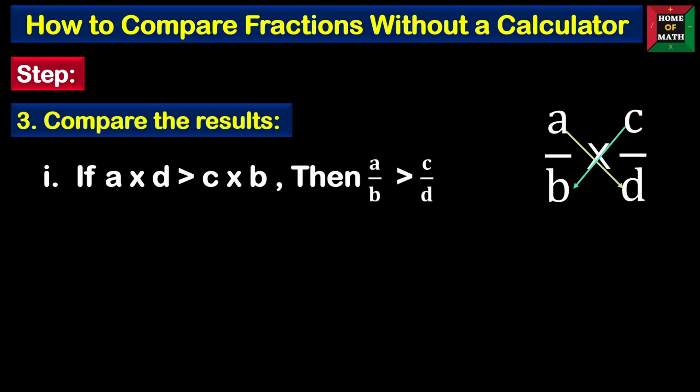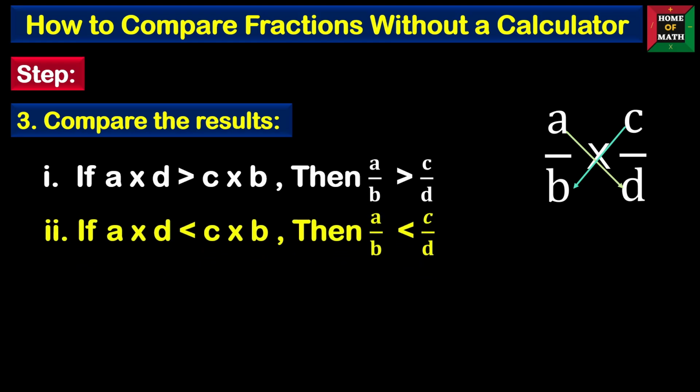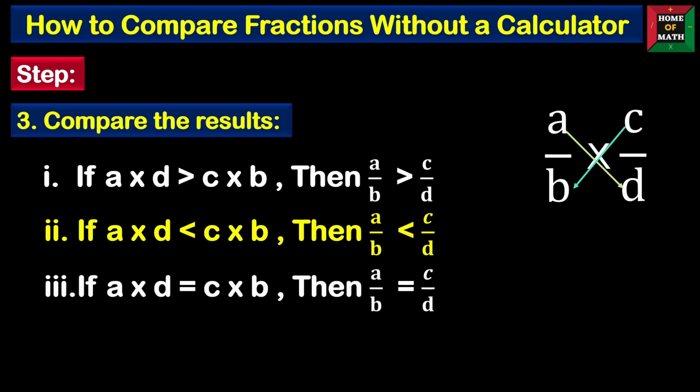And the result is, if a times d is greater than c times b, then the a by b fraction is greater than the c by d fraction. Another thing, if a times d is less than c times b, then a by b fraction is less than c by d. And finally, if the product of each multiplication is equal, then the fractions are also equal.